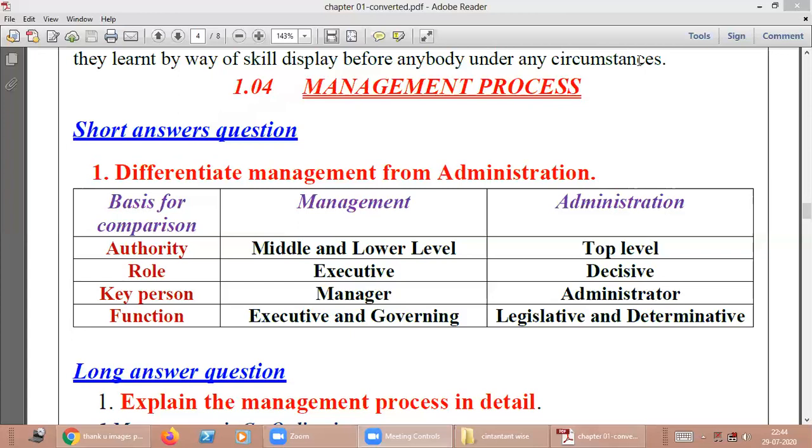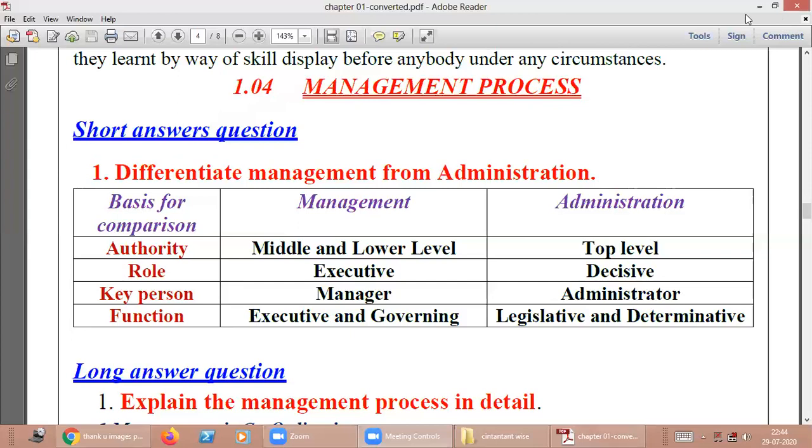The governing function, in the function the order can be proposed by the administrator. சொல்றத வச்சு the management takes the decision. Here the administration is framing a rule. These are the management and administration processes.